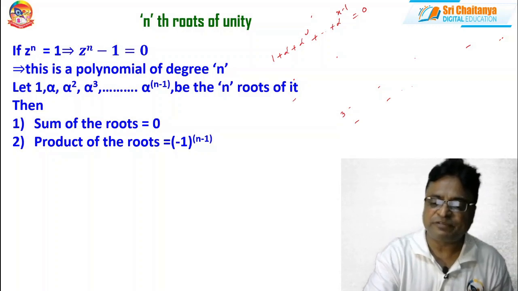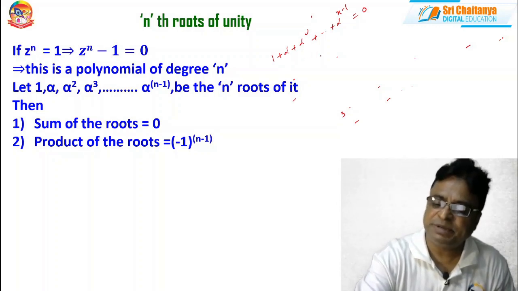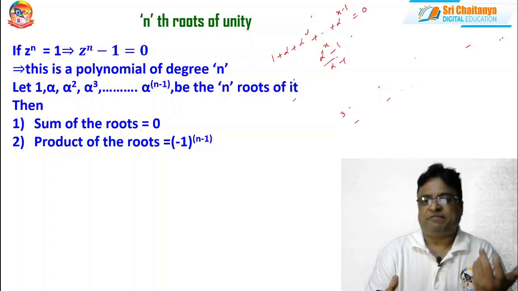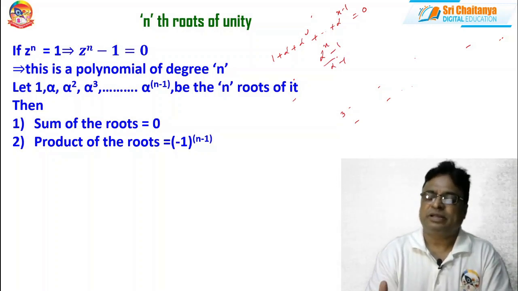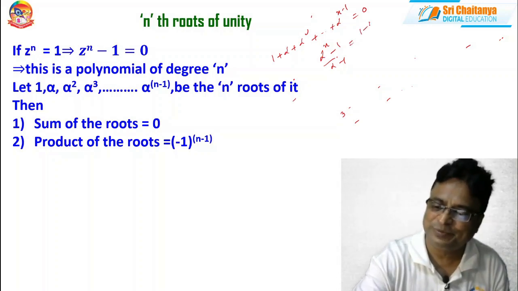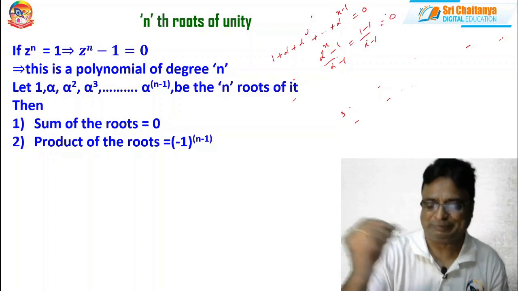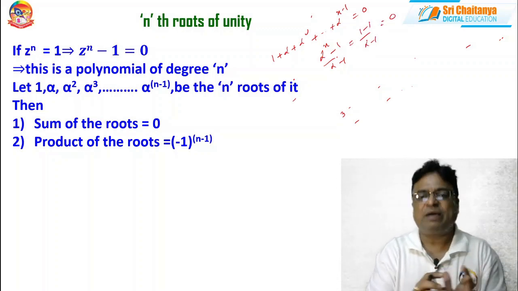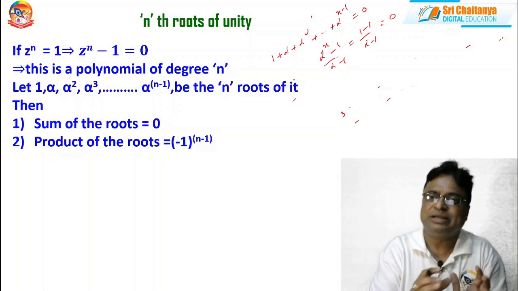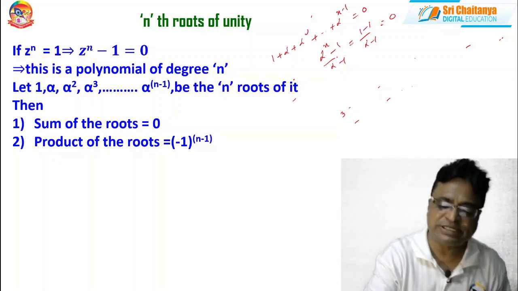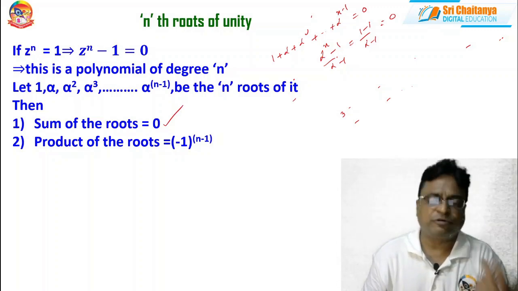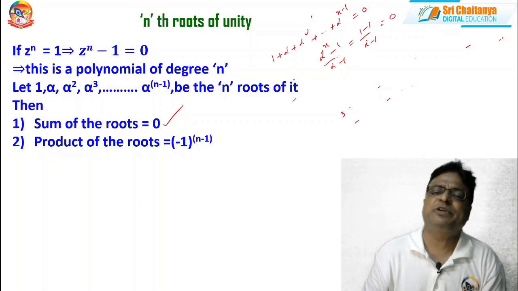So see, sum of the roots. It is in GP: alpha power n minus 1 by alpha minus 1. But if alpha is an nth root of the complex number, then alpha power n is equal to 1. So it means 1 minus 1, that is 0. 0 by alpha minus 1, that is 0. That means if 1, alpha, alpha square, etc., alpha power n minus 1 are nth roots of unity, then the sum of the roots is 0. Sum of cube roots of unity is 0, sum of fourth roots of unity is 0. Similarly, sum of nth roots of unity is 0.